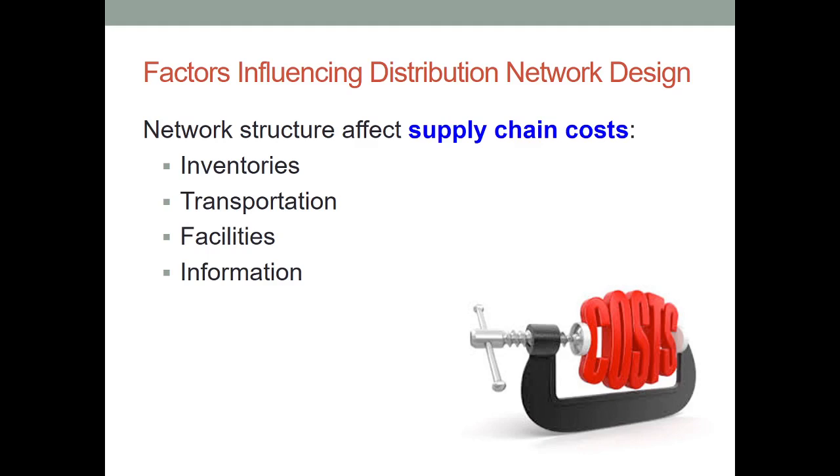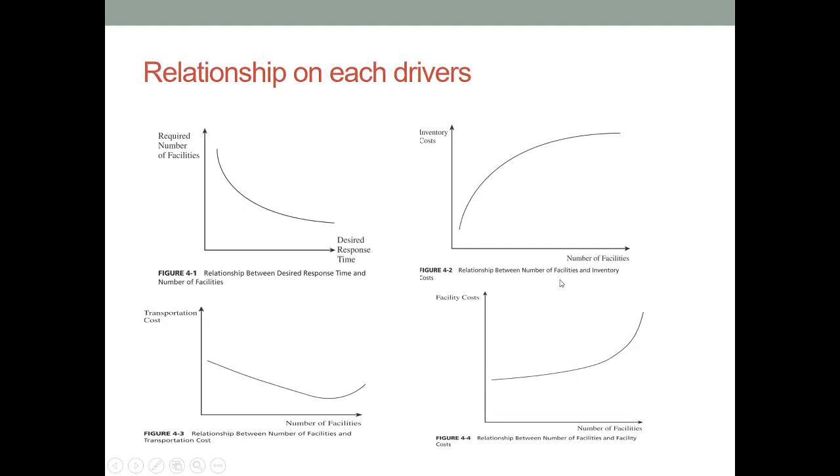In terms of the cost, network structure will affect the supply chain cost based on these four supply chain drivers, the supply chain drivers that you have learned in the previous topics. Here, the network structure will affect four out of the seven supply chain drivers. First is inventory, transportation, facilities, and information. So what is the relationship of the distribution network with each of the drivers that I have mentioned just now?